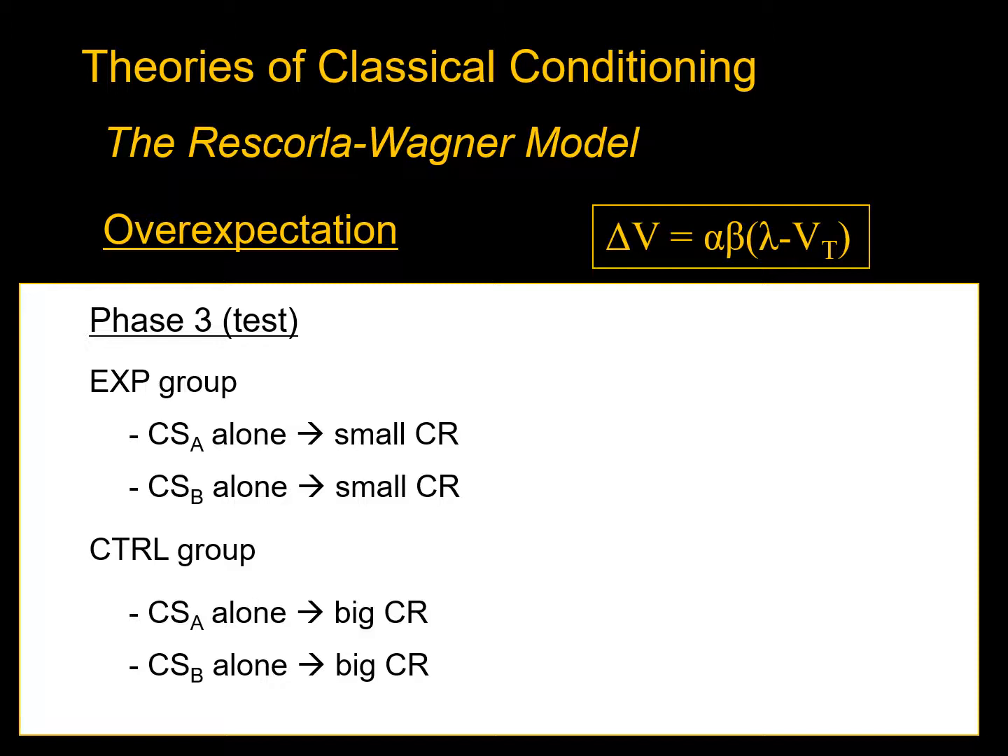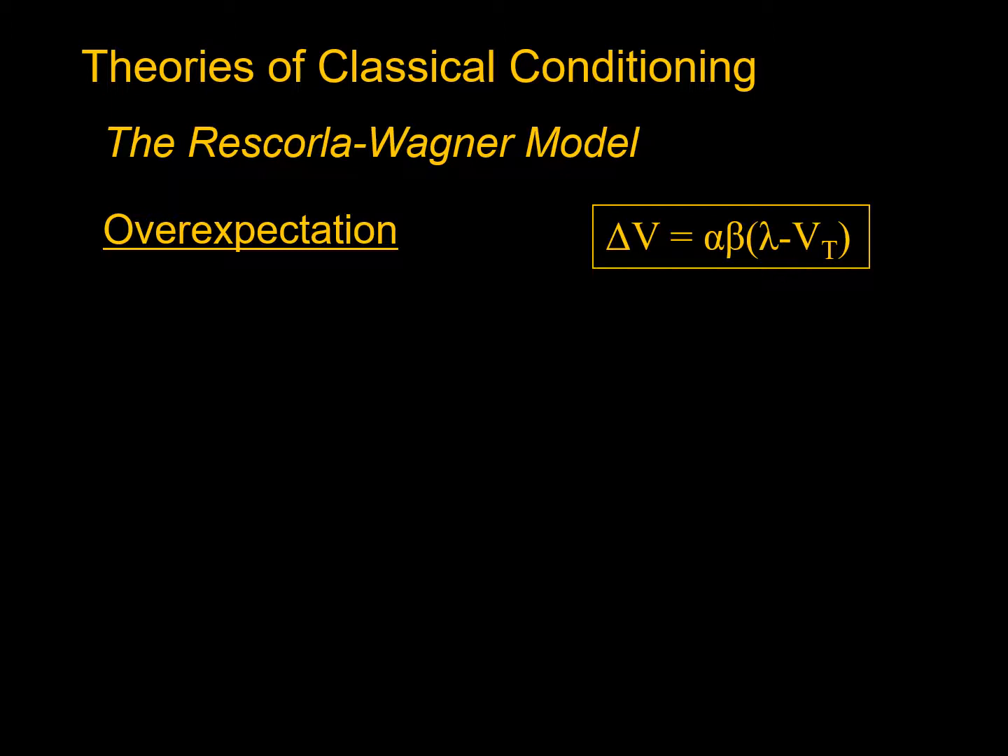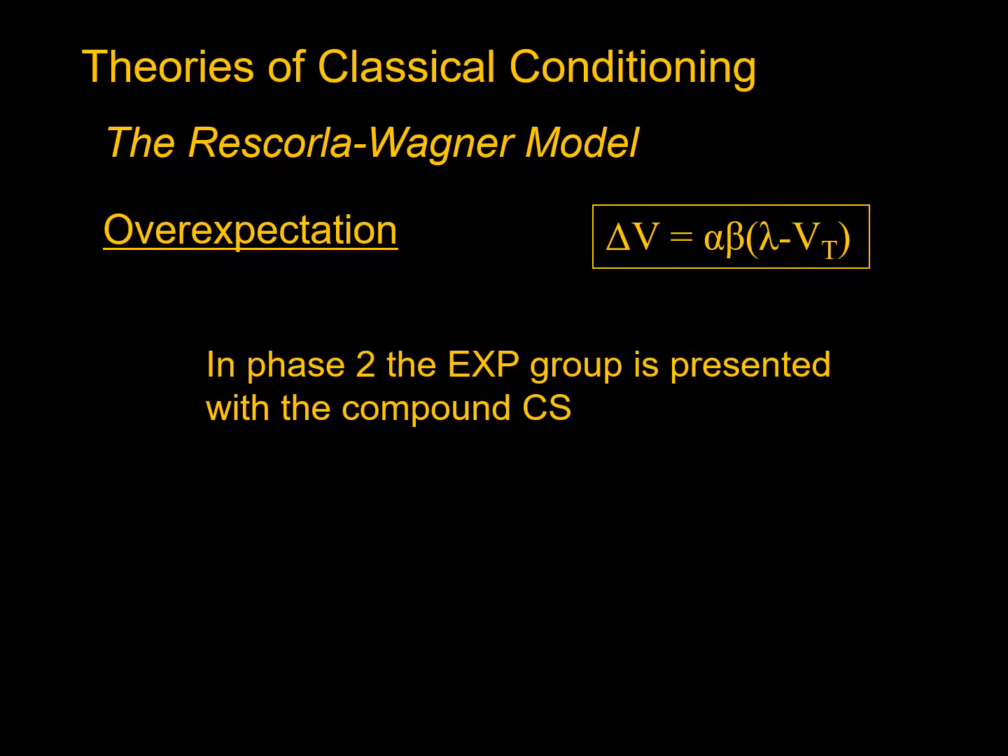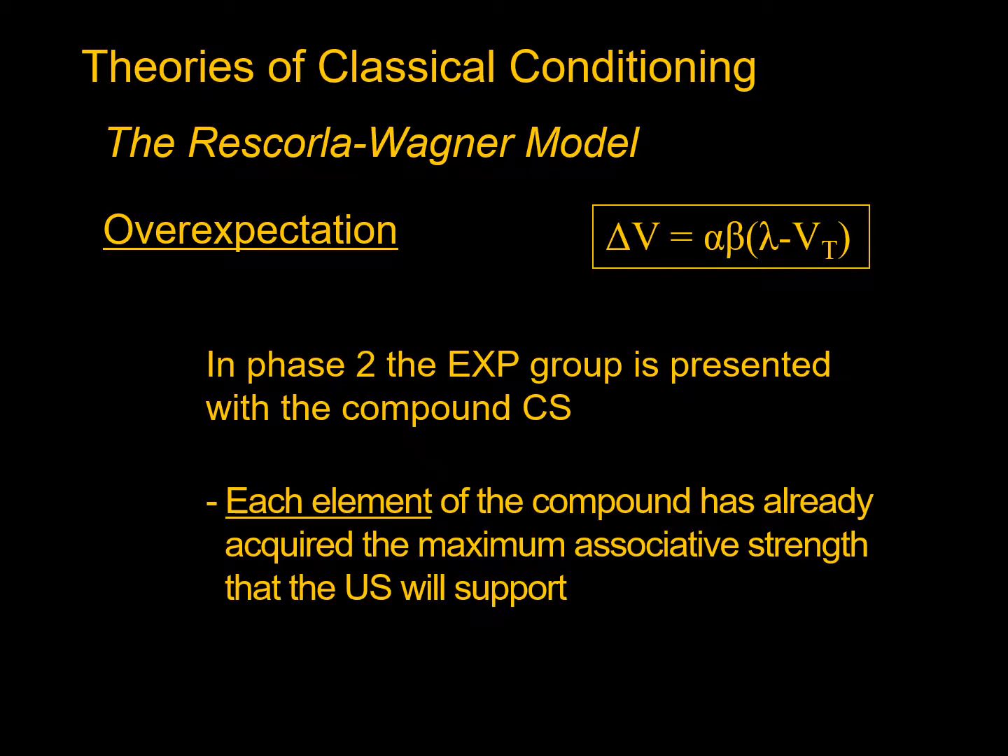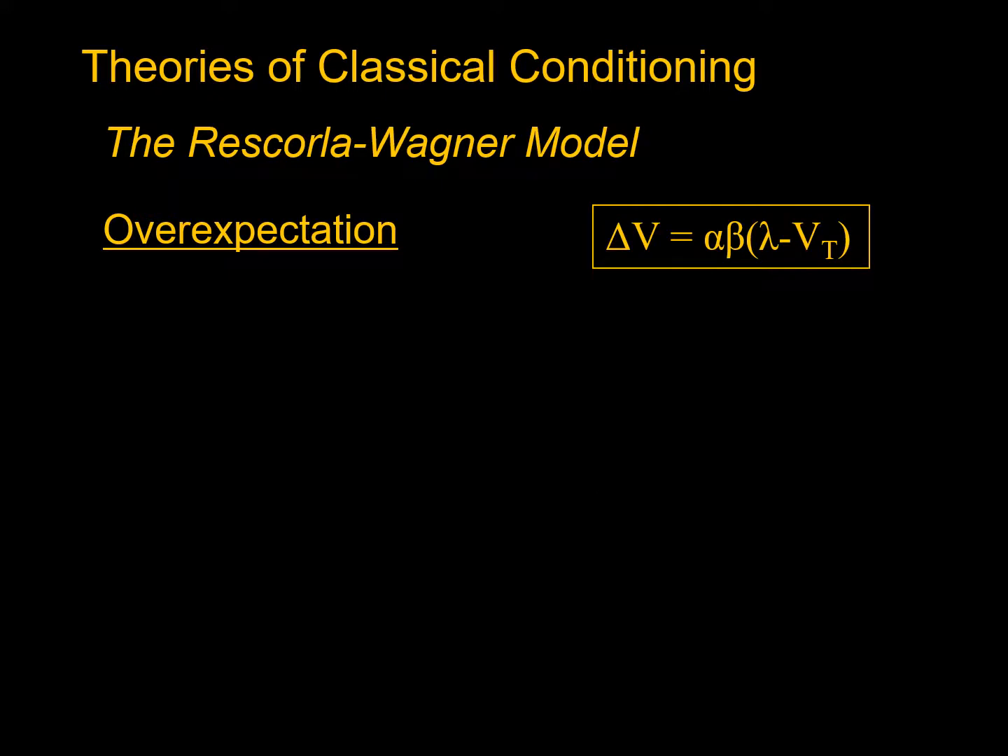So why is the response to each of these CSs significantly smaller in our experimental group? Well, it must be because of that compound CS training that they went through in phase 2. So, when we get to that second phase, with regards to our experimental group here, both the light and the tone have acquired the maximum associative strength that that US will support. Now, when we start putting them together, this is where we run into that over expectation.